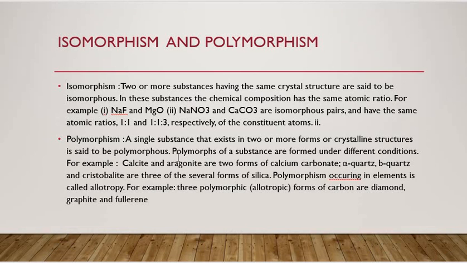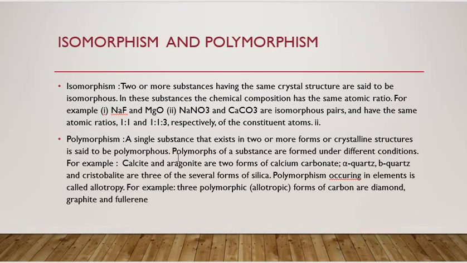So they are isomorphs. Similarly, taking one more example, sodium nitrate and calcium carbonate. The three kinds of particles in sodium nitrate are sodium, nitrogen and oxygen, having ratio 1:1:3. Similarly, calcium carbonate also has three kinds of particles, and the atomic ratio between calcium, carbon and oxygen is 1:1:3.